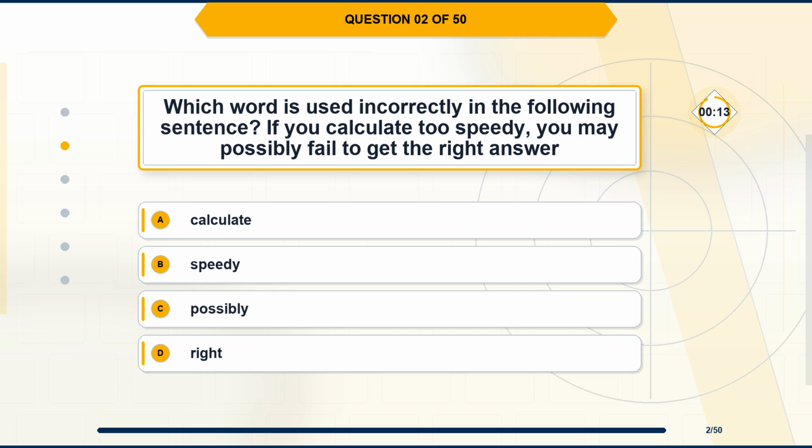Question 2. Which word is used incorrectly in the following sentence? If you calculate too speedy, you may possibly fail to get the right answer. Option A. Calculate. Option B. Speedy. Option C. Possibly. Option D. Right.